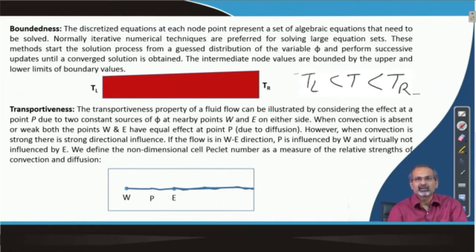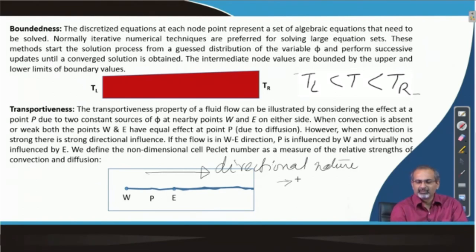Another very important property is transportiveness, which is of course closely connected with fluid flow. So, when you are talking about a flow convecting along with it a certain property, in that case we know that there is certainly a directional nature of the flow which is impacting the transport of properties. So, the directional nature will have a bearing or an influence on which direction the property tends to advect.